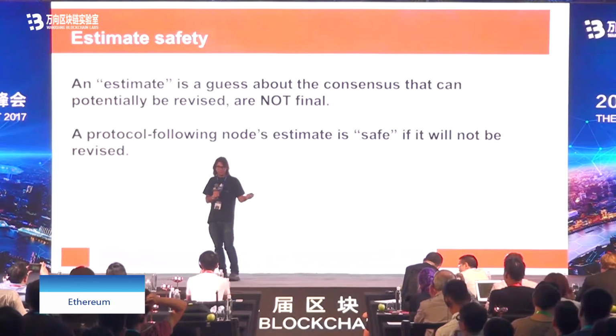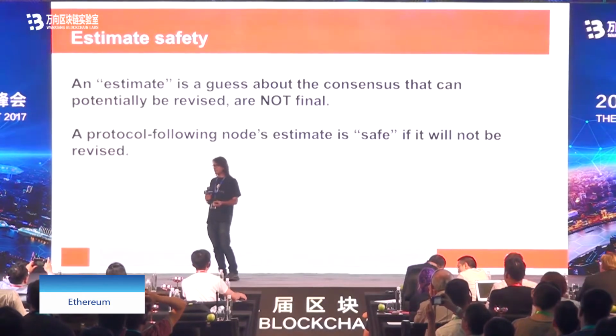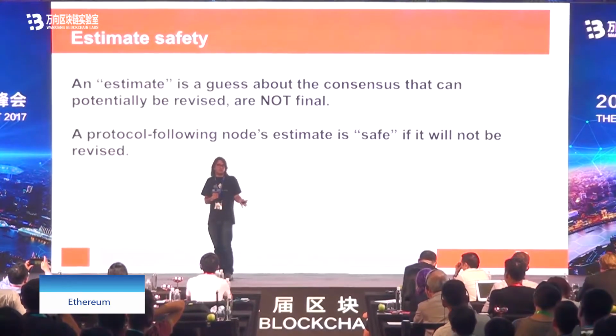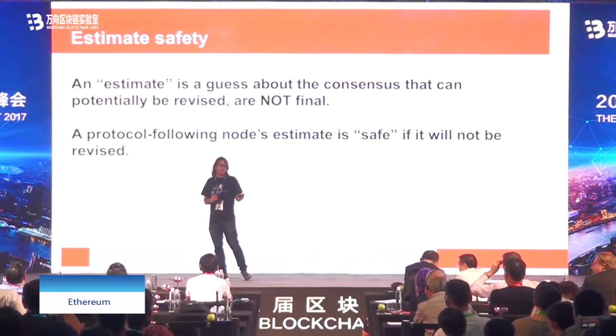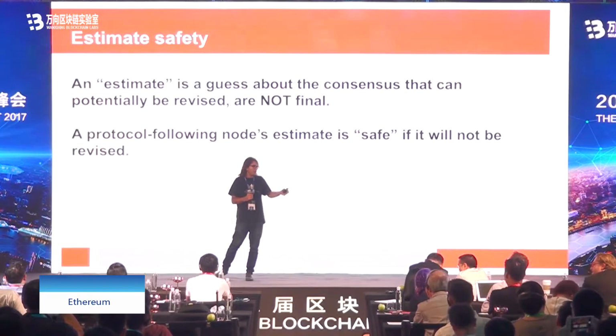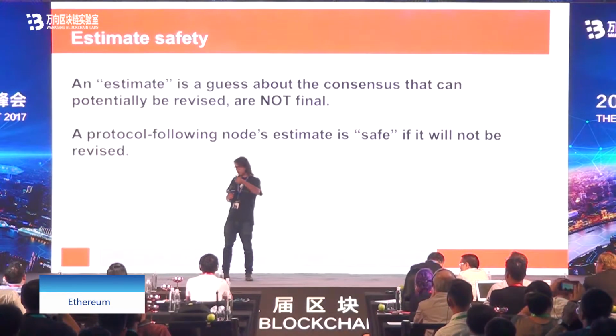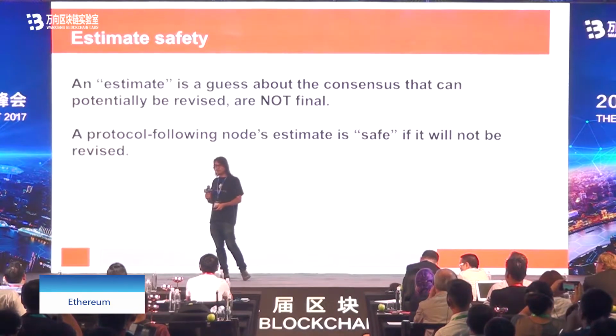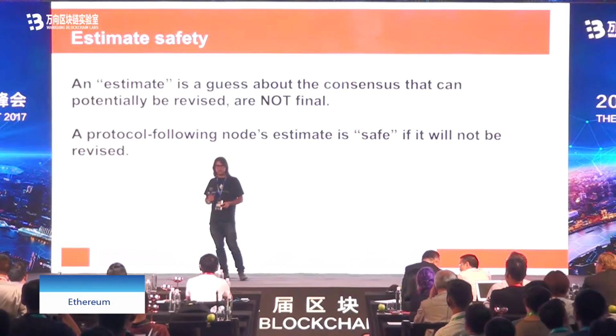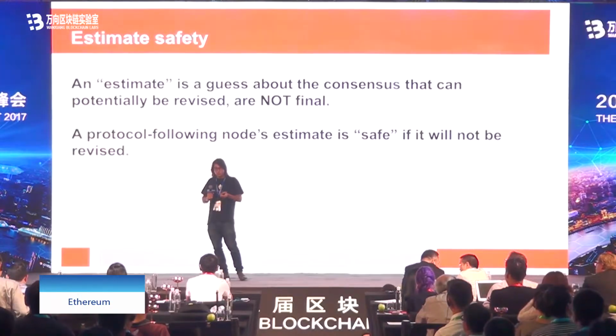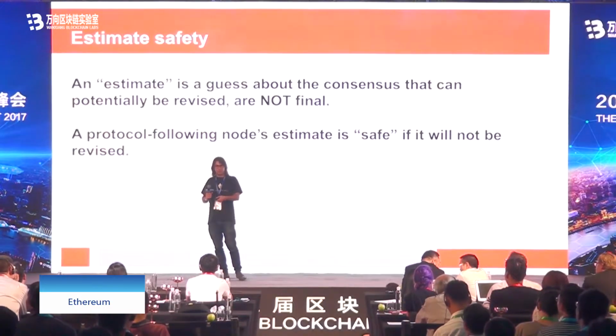So there's this thing I'm going to call an estimate. Basically, it's not a decision. It's something that's kind of a guess that maybe you'll change your mind about later. So imagine if consensus protocols, instead of deciding things, just kind of guessed. And then I'll call them estimates. And I'll call an estimate safe if that estimate will never change. This is a local property: that an estimate won't change.